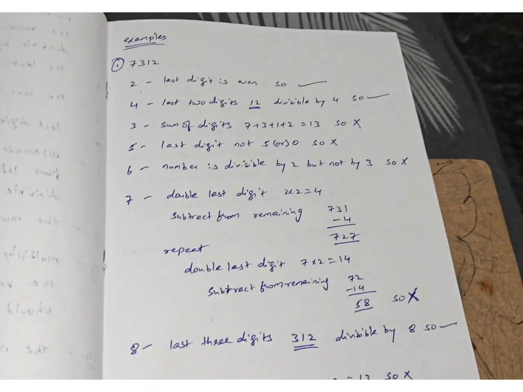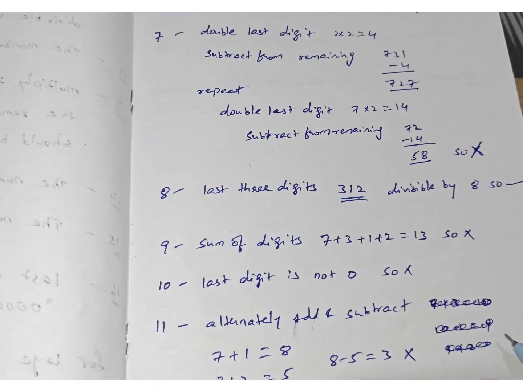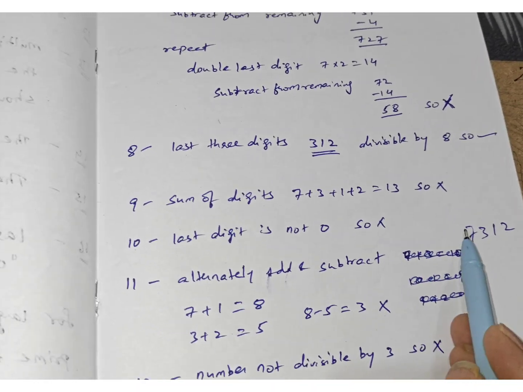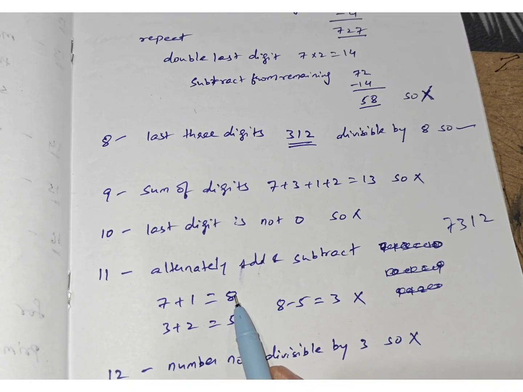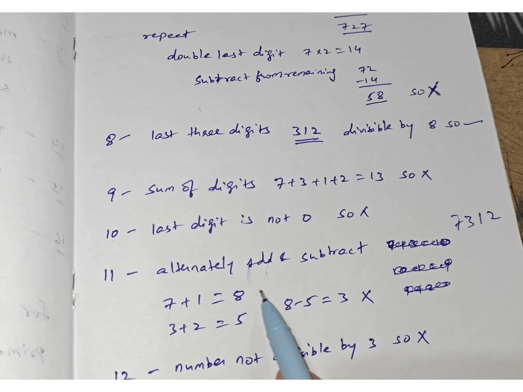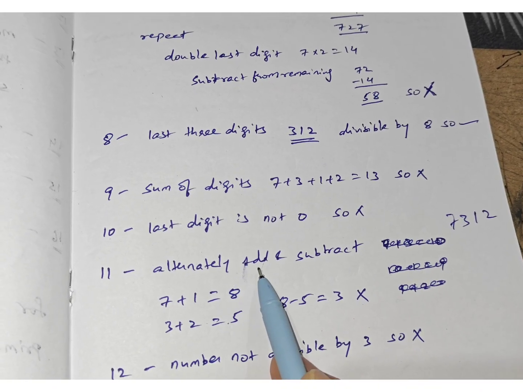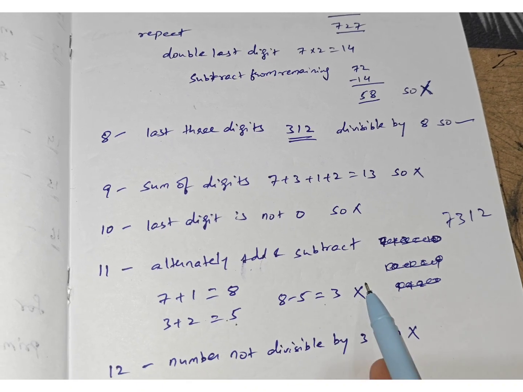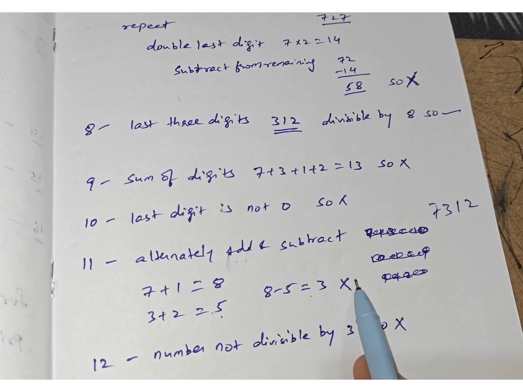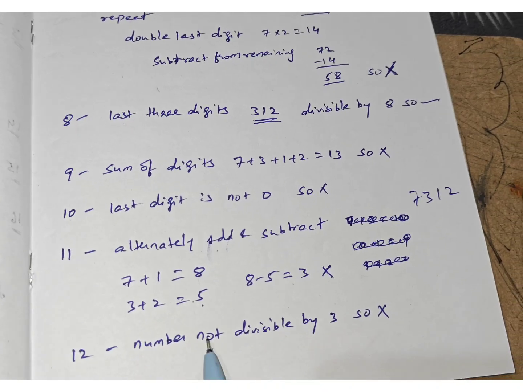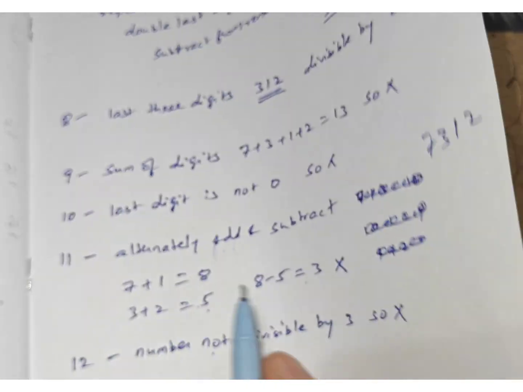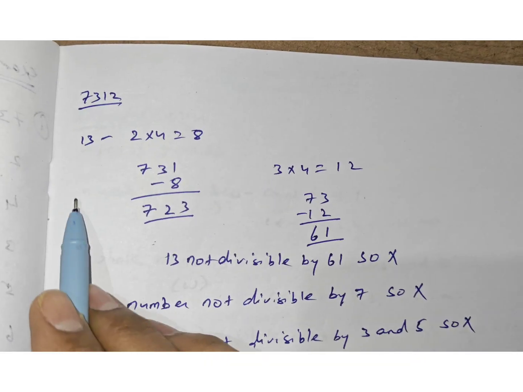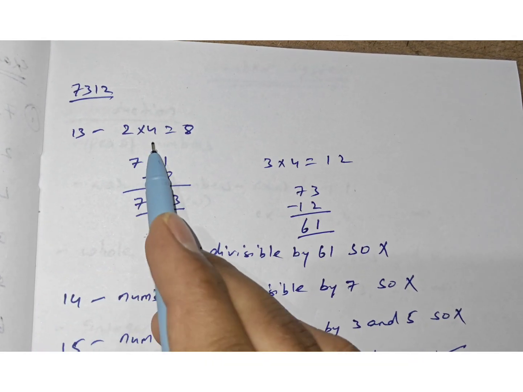For 11, alternately add and subtract. Here the number is 7312. 7 plus 1, you add it, it becomes 8. 3 plus 2 is 5, and 8 minus 5, we have added the digits alternately and we are subtracting the sum from that. It is 3. 3 is not divisible by 11, so it is not divisible by 11. For 12, the number should be divisible by 3 and 4, and this number is not divisible by 3, so the answer is no.